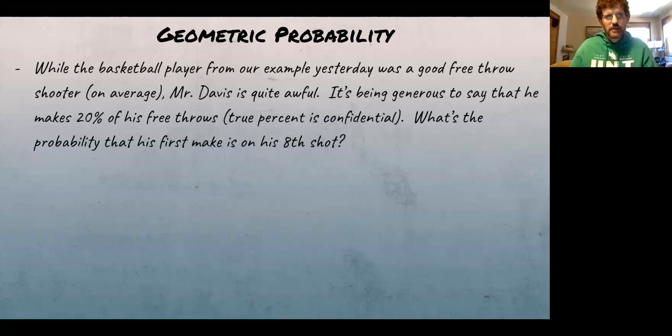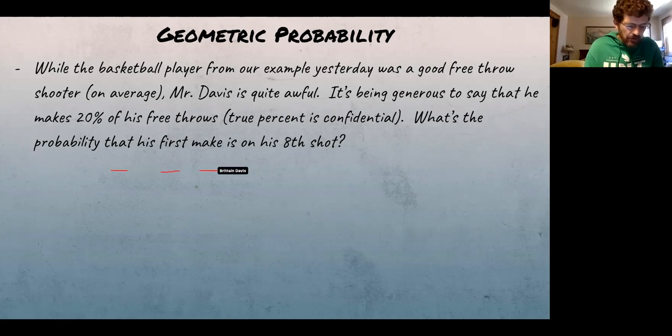So now, this came up a little earlier, but I am not a good free throw shooter, as opposed to our basketball player yesterday, who was a 72% free throw shooter. Highly respectable. Let's just say I shoot 20%. Let's be generous. And what's the probability that the first shot I make is on the 8th shot? Now, we're going to calculate this by hand really quick. So I've got this happening. I missed the first, and I missed the second, and I missed the third, 4th, 5th, 6th, 7th, and I finally make the 8th.